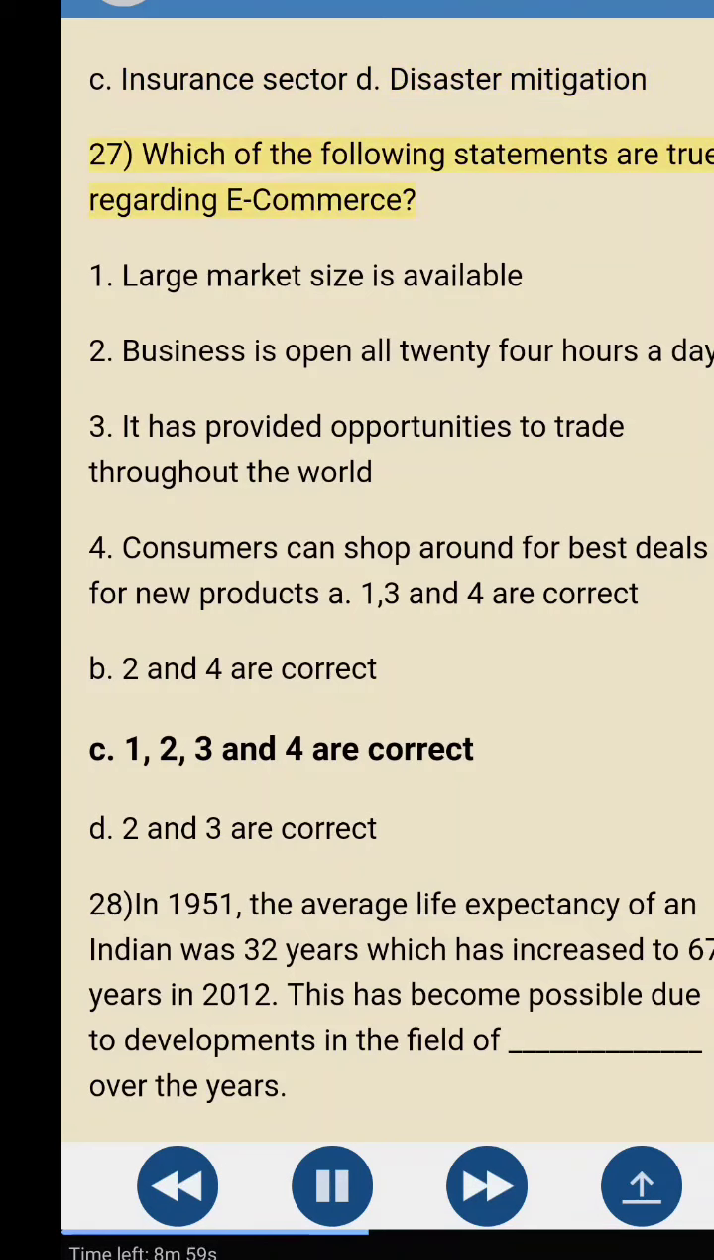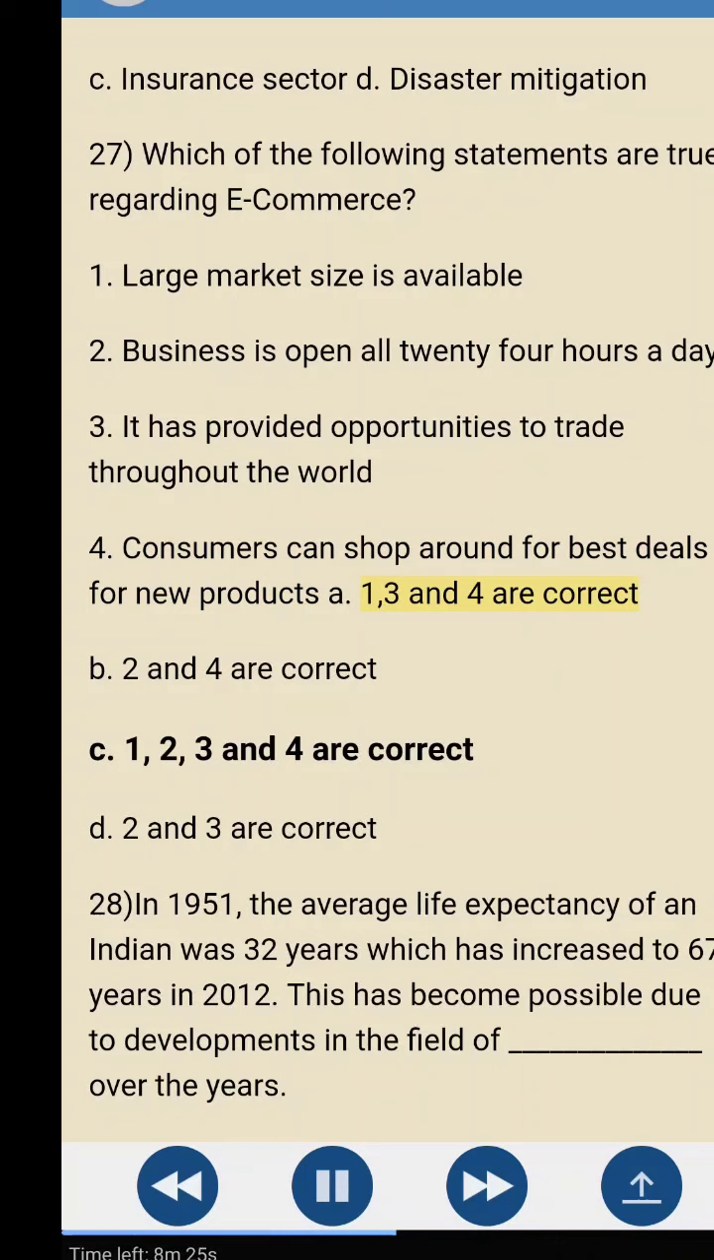27. Which of the following statements are true regarding e-commerce? 1. Large market size is available. 2. Business is open all 24 hours a day. 3. It has provided opportunities to trade throughout the world. 4. Consumers can shop around for best deals for new products. A.